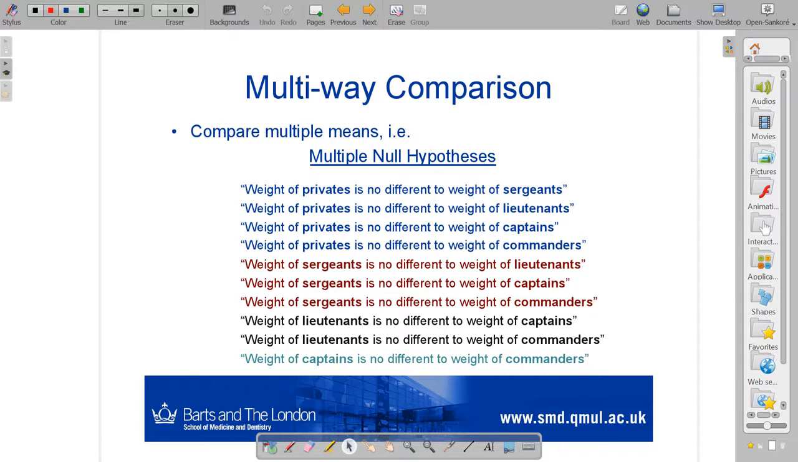So here I have the weight of privates is no different to the weight of sergeants. And if we were doing this by a t-test, we'd actually be comparing the mean, so it'd be the mean weight of privates is no different to the mean weight of sergeants. Likewise, the weight of privates is no different to the weight of lieutenants, to captains, commanders. And then, having exhausted all, compared privates to all of the other ranks, then we move on to comparing sergeants to all of the other ranks except private, which has already been compared.